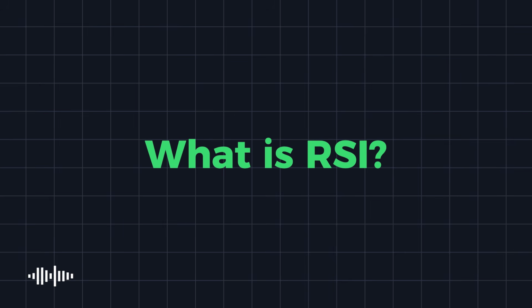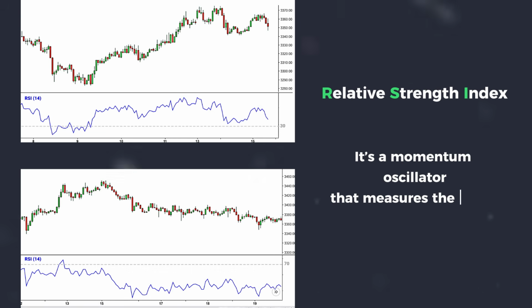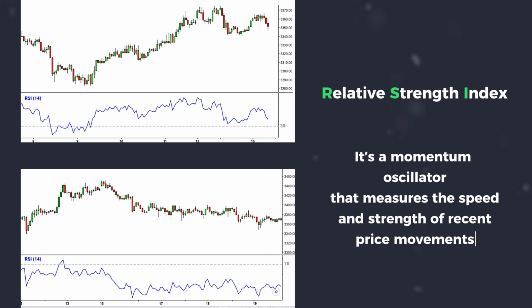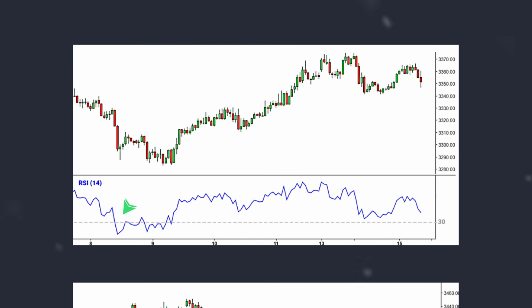What is RSI? Alright, first let's quickly talk about RSI, the Relative Strength Index. It's a momentum oscillator that measures the speed and strength of recent price movements. When RSI goes above 70, it typically means the market is overbought and could be due for a pullback. When it drops below 30, it suggests the market is oversold and might be ready to bounce.